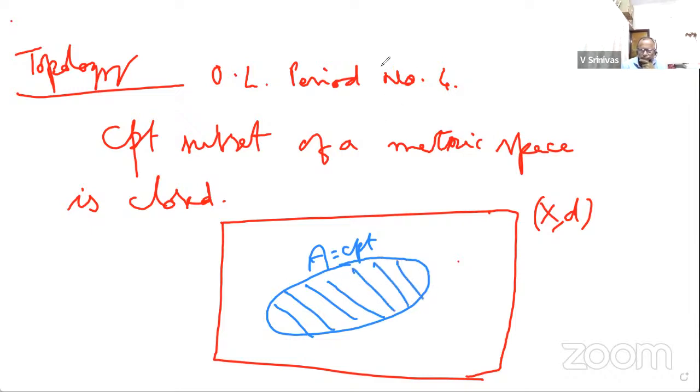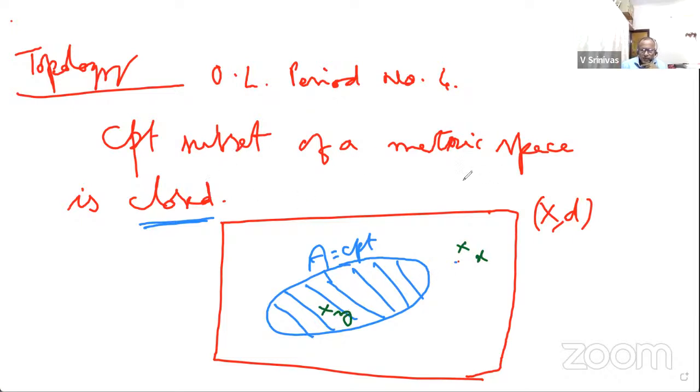How did we do that? To show a set is closed, we have to show that its complement is open. So from its complement, we took a point, small x. Let x belong to the complement. And then we took a point y from A. So x belongs to the complement, and y belongs to A. These two are not equal.